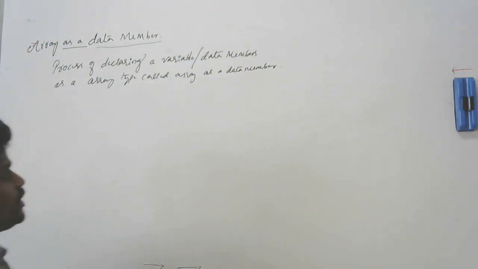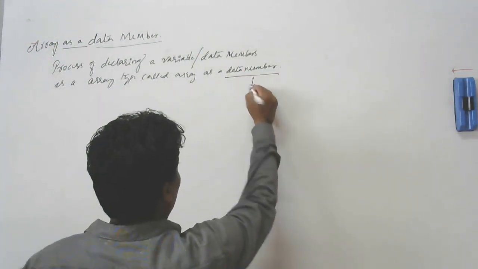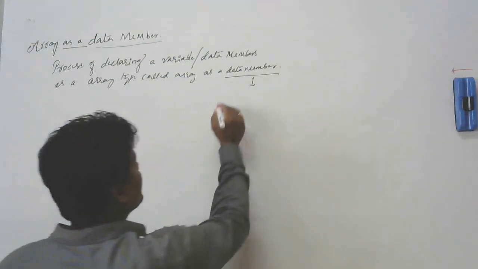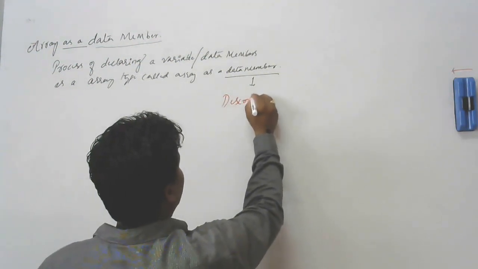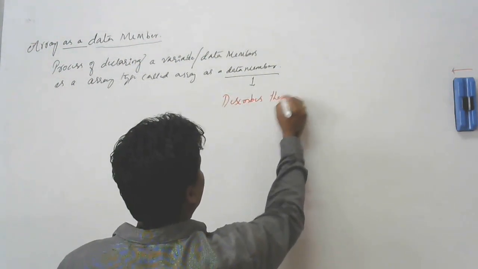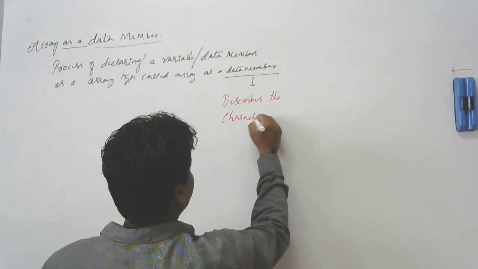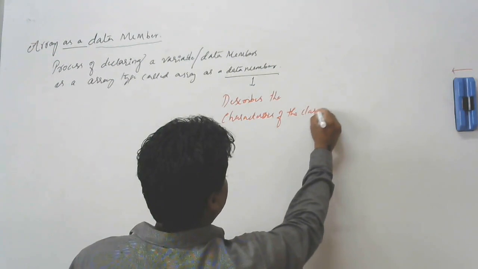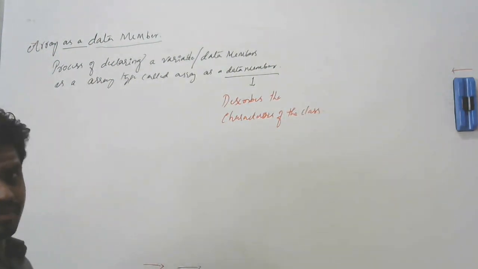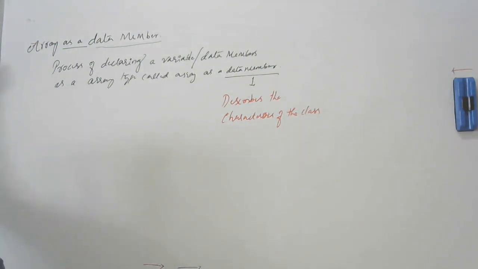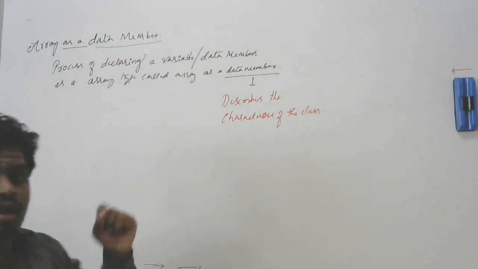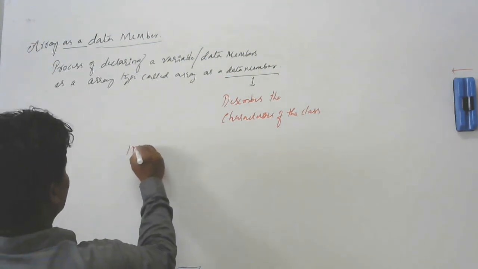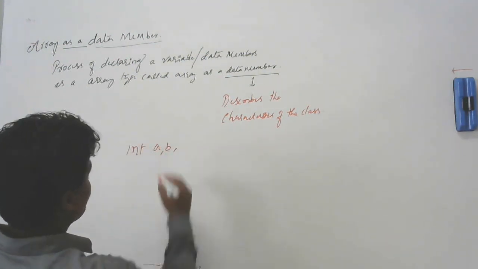We all know the definition of data member. What exactly is the meaning of data member? Data member describes the characteristics of the class. How have we declared before this? How we have declared a variable, in this manner, right?